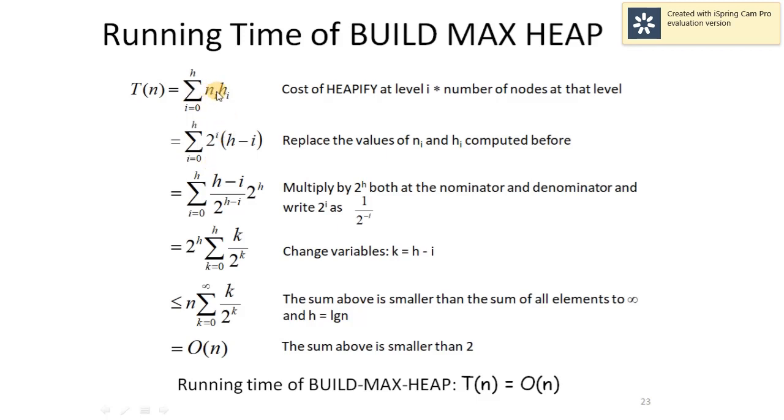N_i, we have already derived N_i equals 2 to the power of i. Similarly, height at level i can be written as h minus i. Then multiply and divide by 2 to the power of h. Replace h minus i by k. I'll get this equation accordingly. The range will change from k equals 0 to k equals h. And then when we talk about infinity, definitely this sum should be less than or equal to the upper term. And when I solve this summation part, it is going to be a constant value.